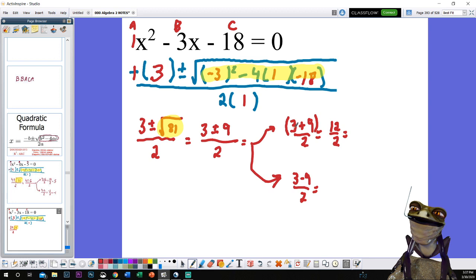It's not that hard. 3 plus 9 is 12. 12 divided by 2 is 6. Same deal here. If you're doing it all in the calculator at once, go ahead, type it in with the parentheses on the top. This gives us negative 6 on top. Negative 6 over 2 is negative 3. So those are our two answers. Again, if I had factored this, it would have been 6 and negative 3, just like I have here.